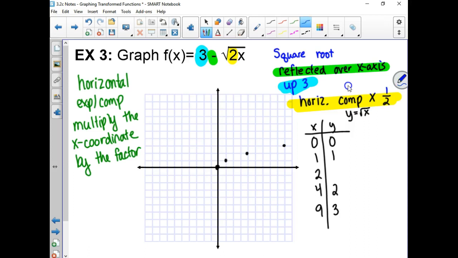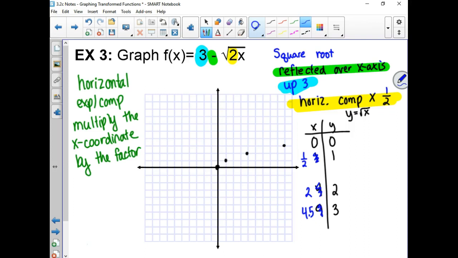So if I do that, 0 times 1/2 is still just 0. 1 times 1/2 is going to give me 1/2. Well, let's not do 2 because we don't really even have that point. 4 times 1/2 is 2. 9 times 1/2 is 4.5.